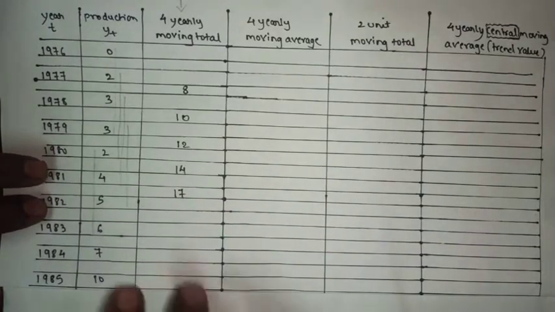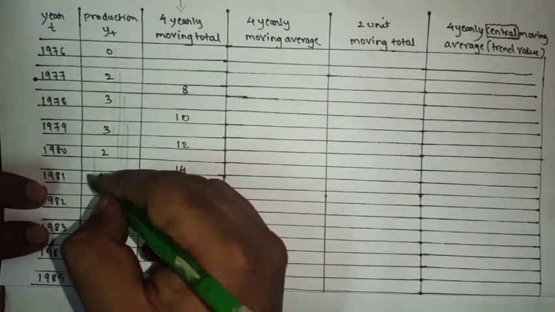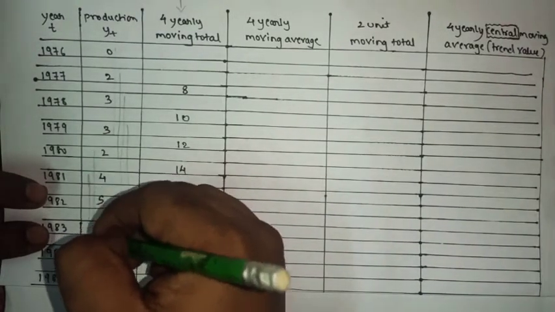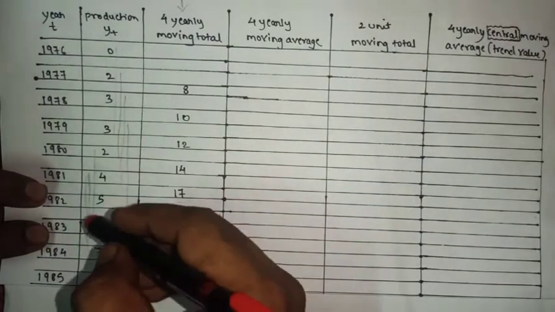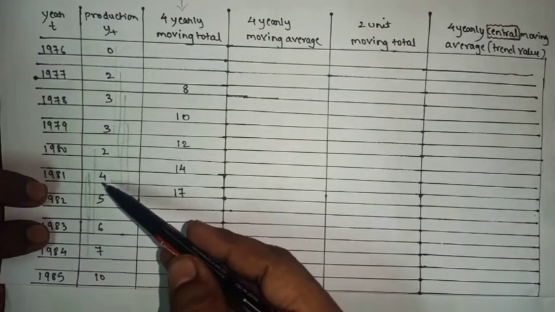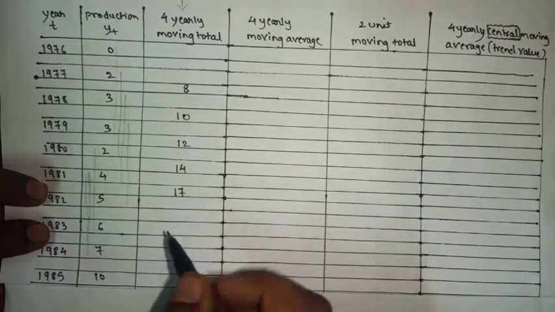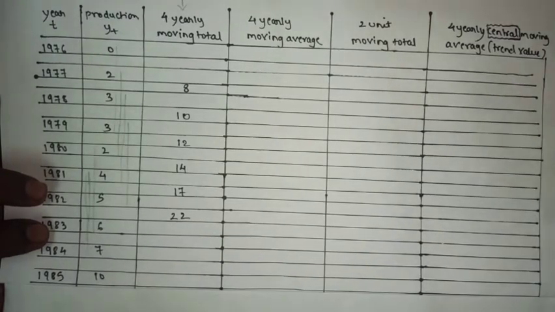Got the point? Then the next answer will be between 82 and 83. Now adding will be from 4. 4, 5, 6, 7. Yes or no? 4, 5, 6, 7. So this will be what? 10. Yes or no? 15 and then 22. So we'll write 22 between 82 and 83.